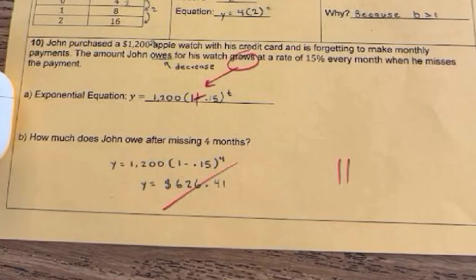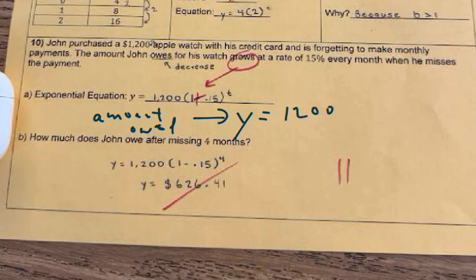Okay, so for number 10, this is a common real life money kind of problem. Hope you understand. So we know that John purchased this Apple Watch for $1,200, right? So our equation, Y, of course, is going to be the amount he owes. Amount owed is Y, right? That's going to equal $1,200 because that's where he started, times 1 plus 0.15.